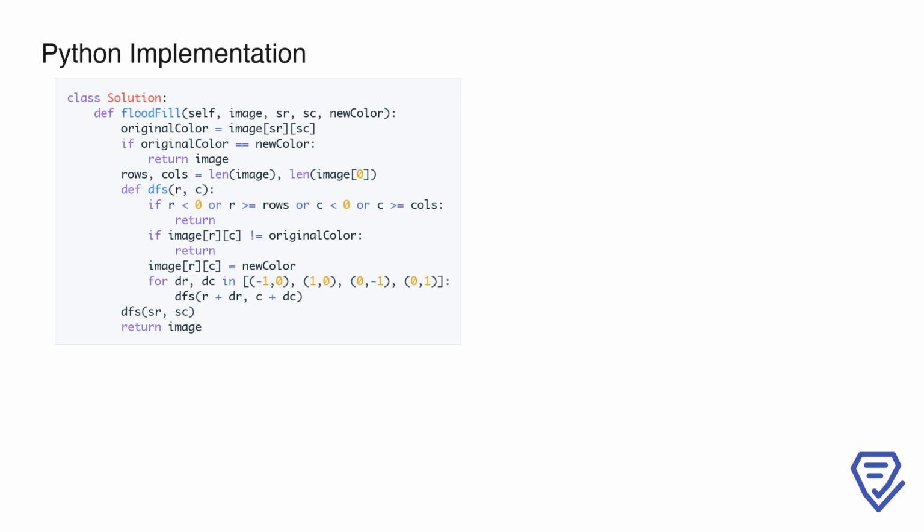Here is the Python implementation for LeetCode problem number 733 using depth-first search. We define a solution class with a floodfill method. First, we get the original color at the starting pixel and check if the new color is the same to avoid redundant work. We then set up a helper DFS function for recursion. This helper checks boundaries and color matches and recurses into each direction: up, down, left, and right. The image is updated in place and returned at the end. This DFS ensures all valid pixels are colored efficiently.